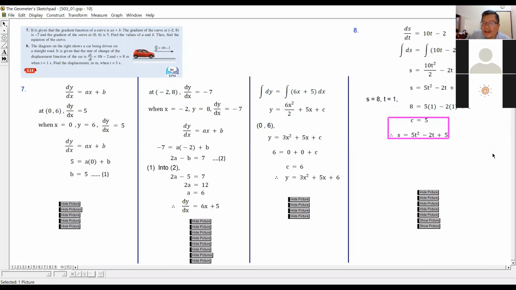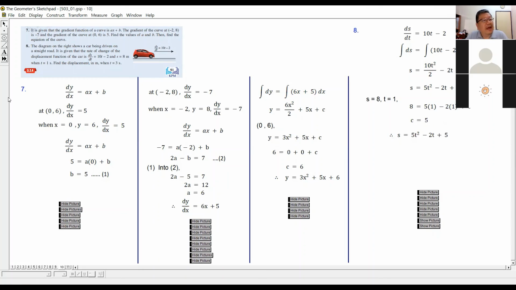Now, always make it a habit. After you have found out the arbitrary constant, you put back into the equation. So you have S equals to 5t squared minus 2t plus, don't put C anymore, put a 5 there. Always, after you have found the arbitrary constant, put back inside the equation. Why? Because you may need to use this later on in the question.